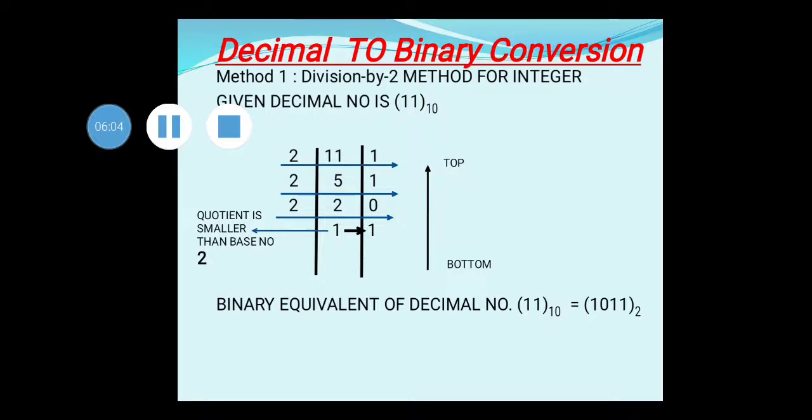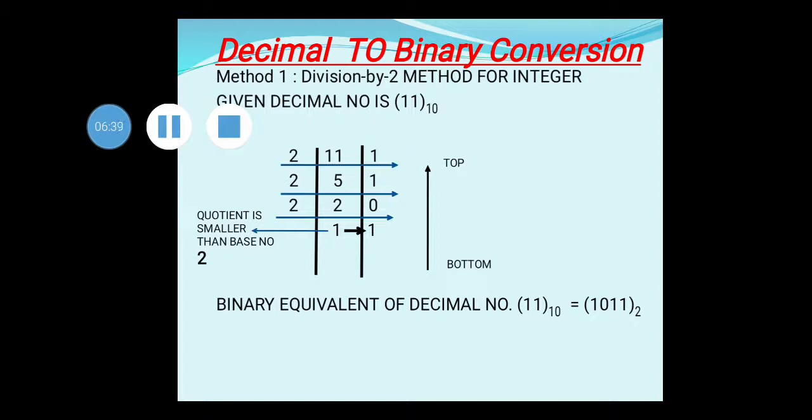Then again I am going to check 5. 5 is greater than 2, therefore again I am going to divide by 2. After dividing by 2, I get the quotient as 2 and the remainder 1. Now this quotient 2 I am going to write below 5. I am going to check the quotient. 2 is equal to 2, so it is not less than 2. So again I am going to divide by binary number 2, and then I get the quotient as 1 and the remainder as 0, which I have noted down there.